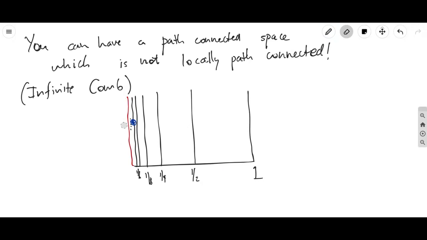But the one in red, because the other ones get infinitely close to it, no matter how small you draw that disk, you get that infinite stack of lines. So it's not going to be path connected no matter how small you make it. So it's a bizarre example, but that is what we call locally path connected.